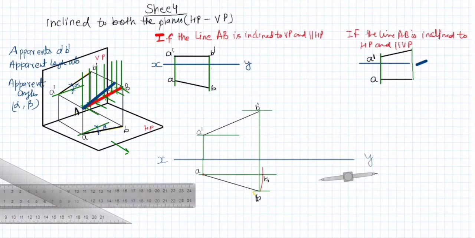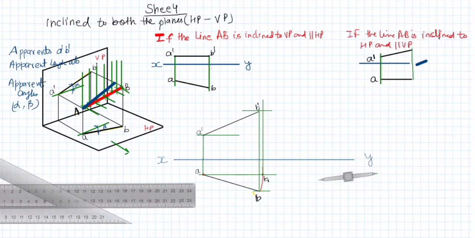Okay, then we will project this point B1 toward the front view in order to get the B1 dash, like this. So this is that projector. Wherever this projector is cutting the locus of the point B, that will give us the B1 dash point. So this is the point B1 dash.